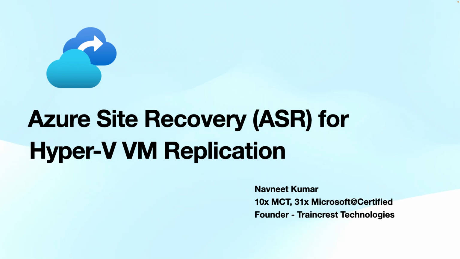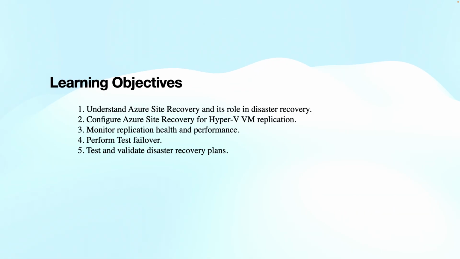In this video, you will learn about setting up your on-premises Hyper-V infrastructure to protect the Hyper-V virtual machines by replicating them to the Azure cloud. Learning objectives of this tutorial are: Number 1, understanding the Azure Site Recovery and its role in disaster recovery. Number 2, configure Azure Site Recovery for Hyper-V virtual machine replication. Number 3, monitoring the replication health and the performance. Number 4, perform the test failover.